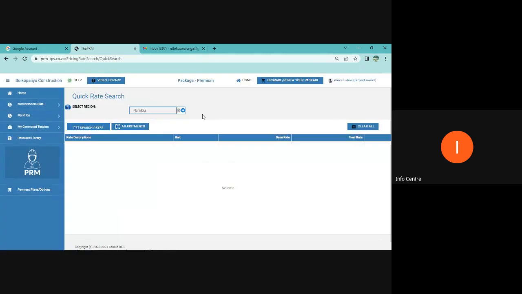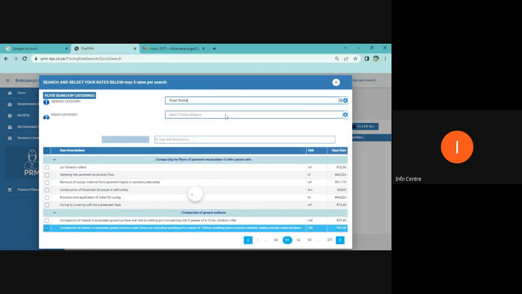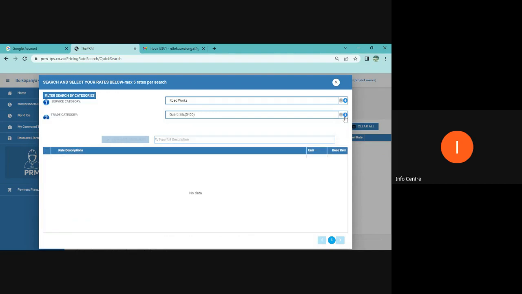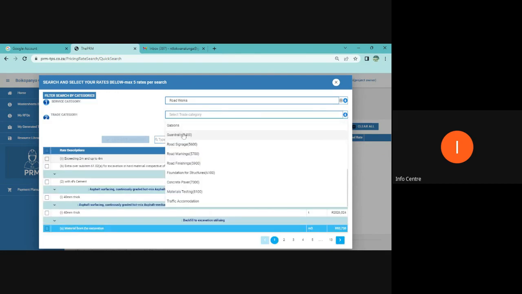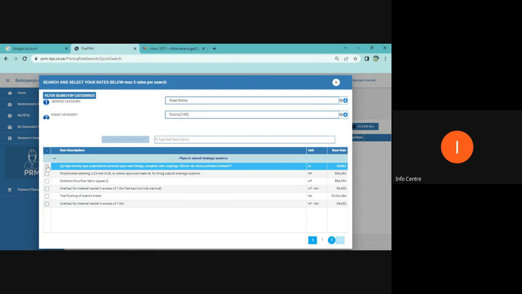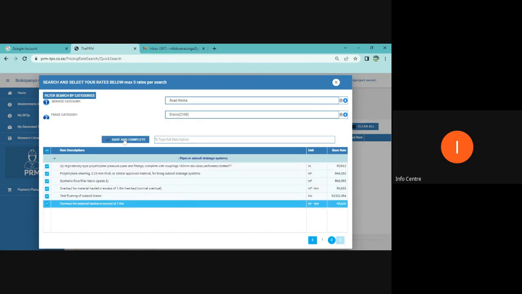So if I like, I can then go to Free State, search the rate, then I can go to roads. In roads, I've got obviously all my trades as per COLTO standard. And then based on what I'm looking for, just hang on. I can go to drains depending on what my tender is requesting, and I can select the ones that are relative to me. Then I press save and complete.